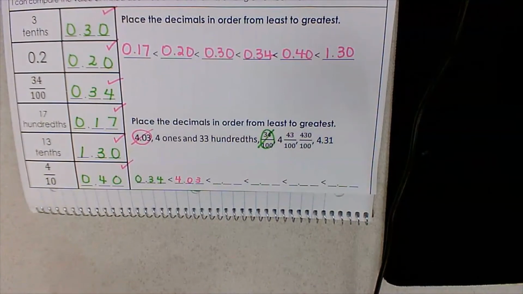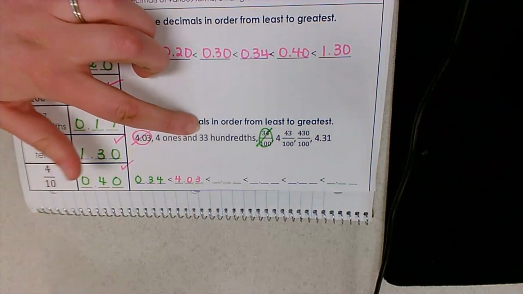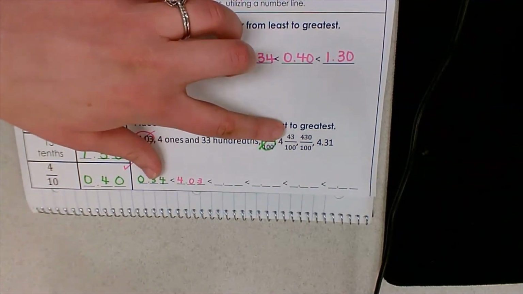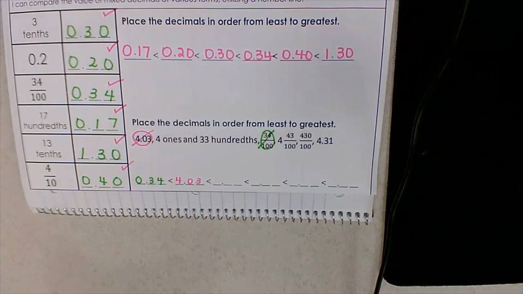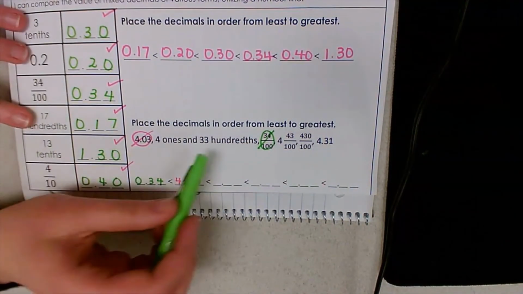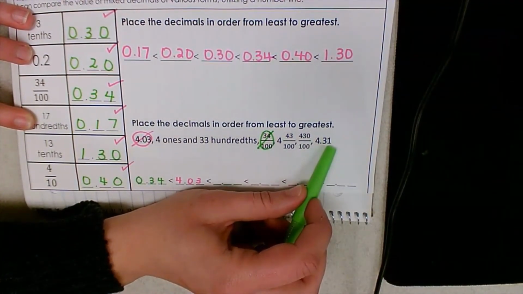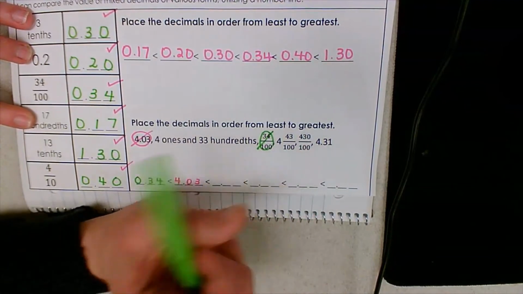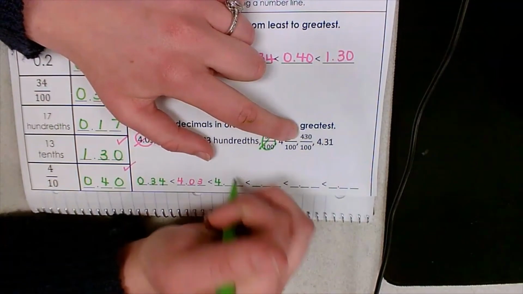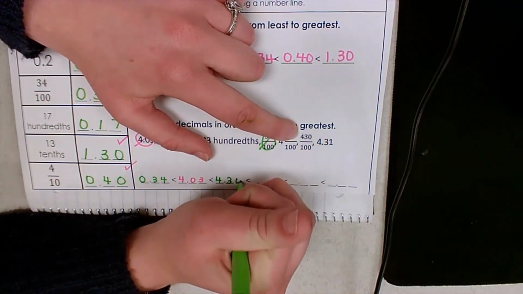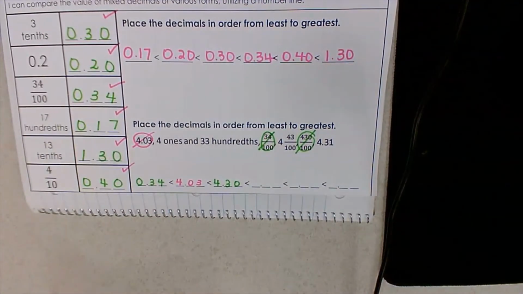All right, we had a lot that were 3 tenths. We had 4.33, 4.43, 4.30, 4.31. So we're really comparing 33, 30, and 31. 30 is going to be our smallest. So we're going to put 4 whole groups and 30 hundredths next.